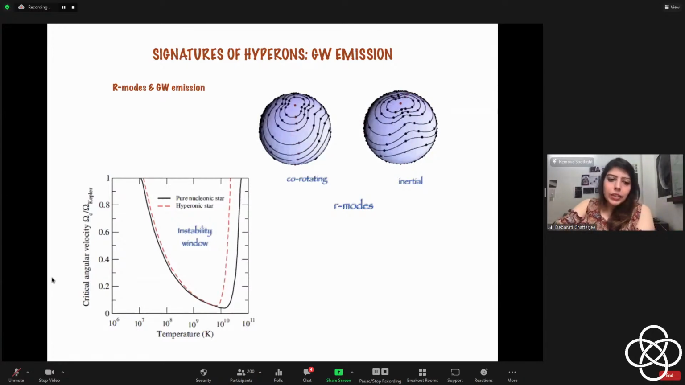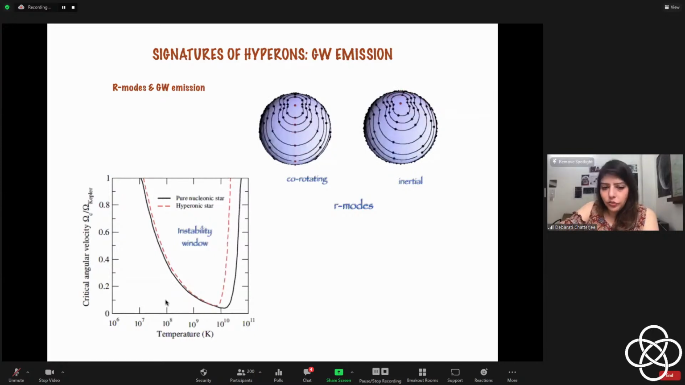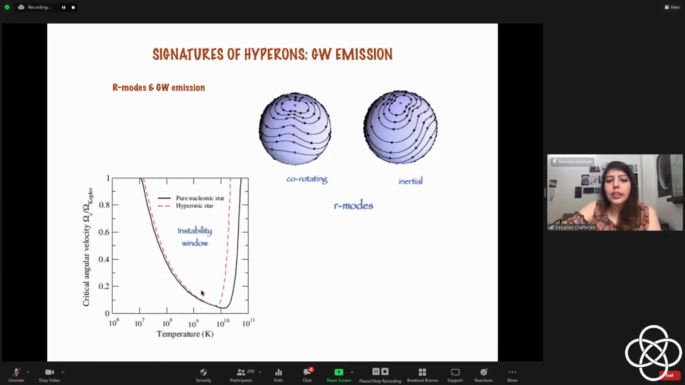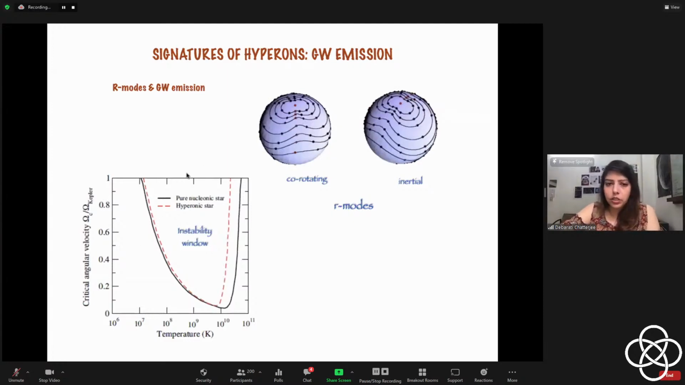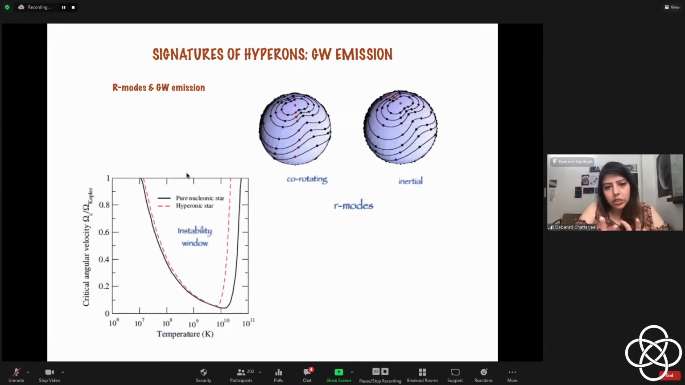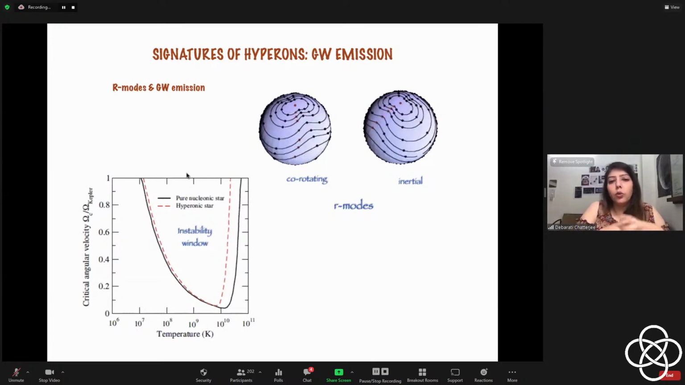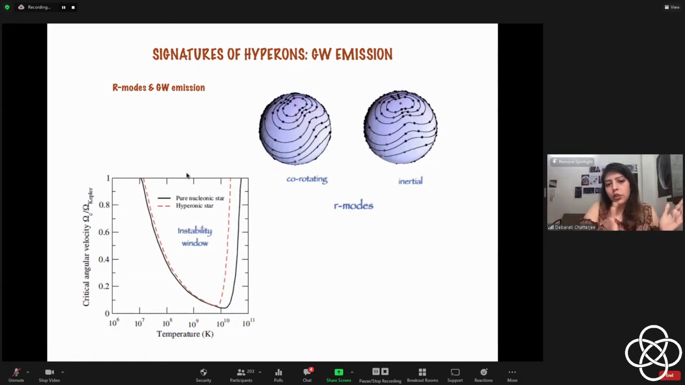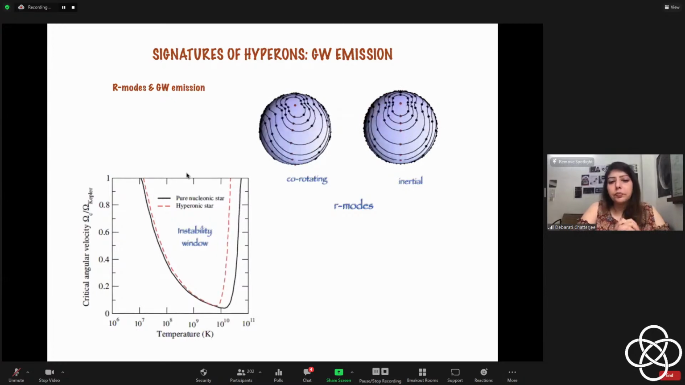You see in this figure, this is a plot of this critical frequency as a function of temperature. And this has this V-shaped, cusp-shaped structure. So all values inside this are unstable. It's called an instability window. And this instability window is determined by the balance of viscosity and gravitational wave emission. And this window is also determined by what kind of particles you have in the interior. If you have hyperons, this will actually change. This will shift, or this will reduce the window, which will also change the corresponding emission of gravitational waves.